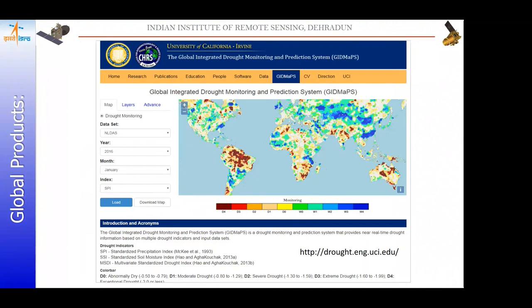The next product is from the University of California, where they generate the GID maps, the Global Integrated Drought Monitoring and Prediction System. There are 3 types of drought indicators, as they illustrate on their website: the standardized precipitation index, the standardized soil moisture index, and the multivariate standardized drought index. All these drought indicators you can visualize on the GID maps web page, and also download the particular map.